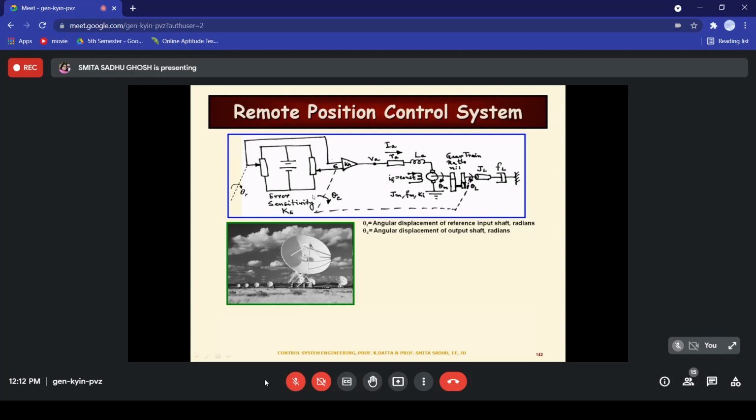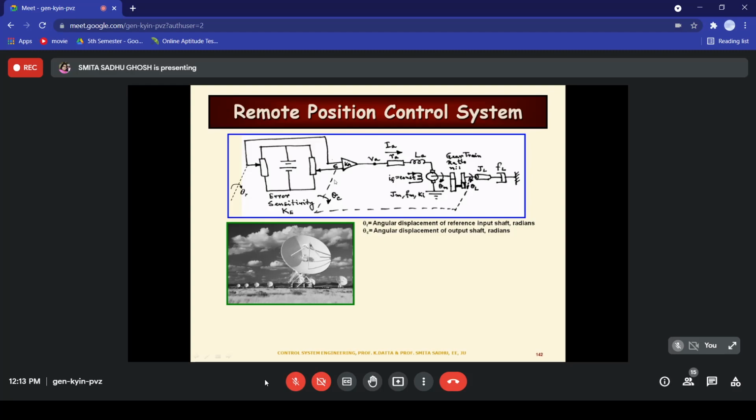This unit, as I already mentioned, is the potentiometric error detector. Its output goes to an amplifier with the gain Ka. The amplifier applies voltage Va across the armature of a motor. Here you can see the configuration: the field is shown, the armature is shown, and the armature shaft is coupled via mechanical coupling and a gear train to the load shaft. As I've already mentioned, the load shaft is mechanically coupled to the input side, and that amounts to the feedback signal.